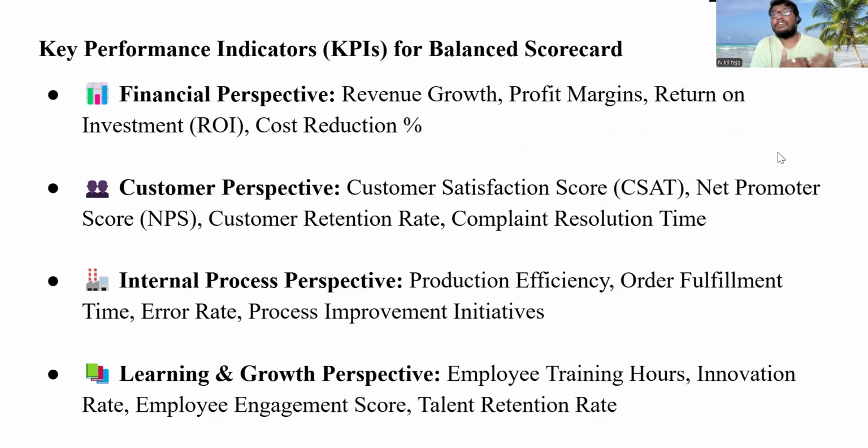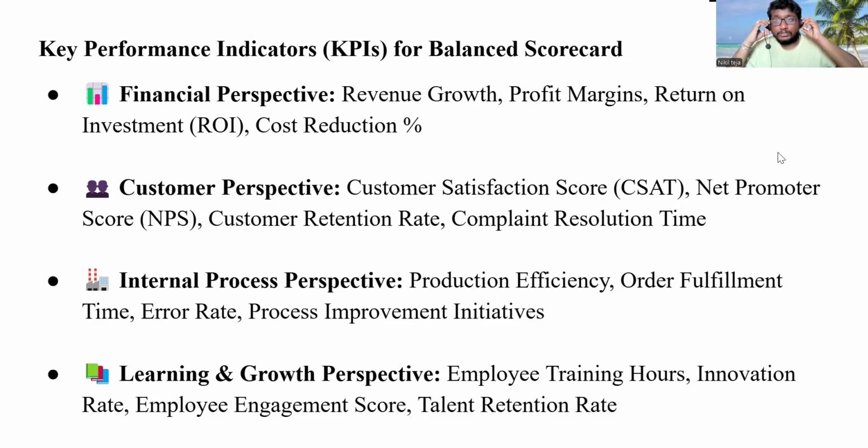Next is the customer perspective, where we track customer performance and satisfaction based on metrics like customer satisfaction score, that is CSAT, Net Promoter Score, customer retention rate, and complaint resolution time. These are the key performance indicators used to track customer satisfaction performance. Net Promoter Score is how likely your customer is to recommend the product to friends or their circle.